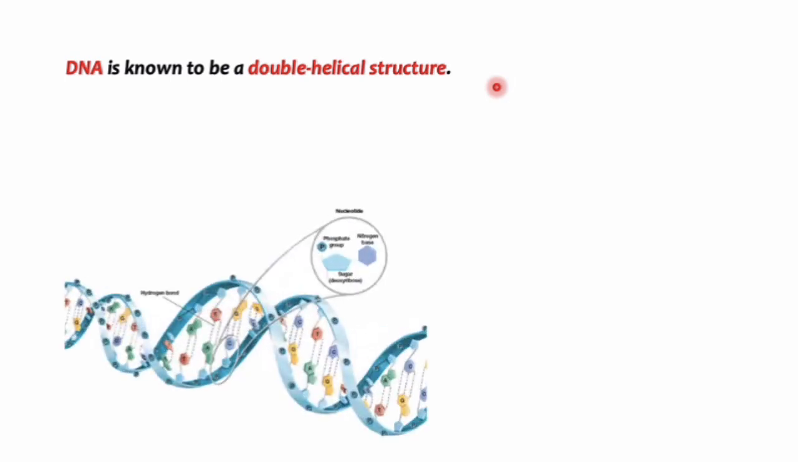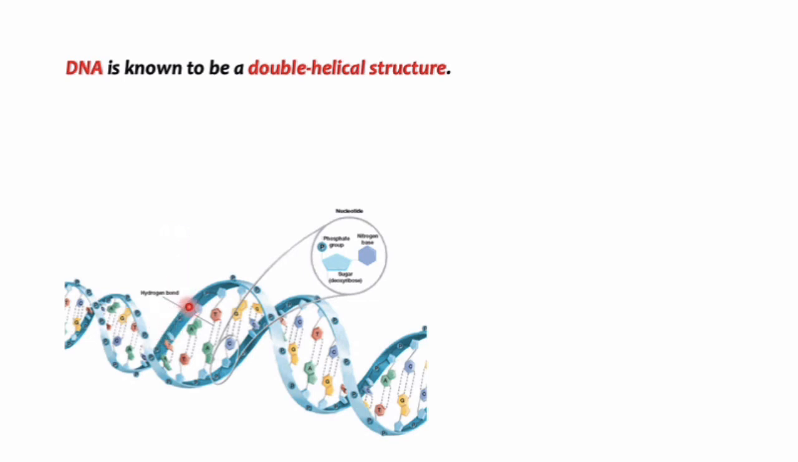Now DNA is also known as a double helical structure because DNA is not found as a single strand, it is always found as a double strand. See like this, if you can see, it is a double strand, which means this is one strand and this is the other strand, and both of these strands are connected to each other through hydrogen bondings, correct?